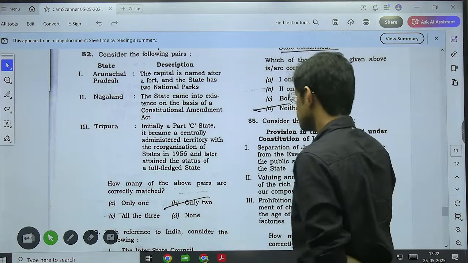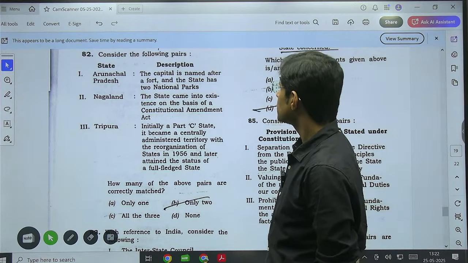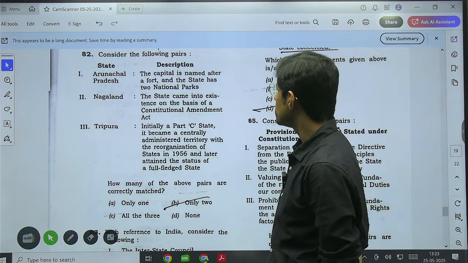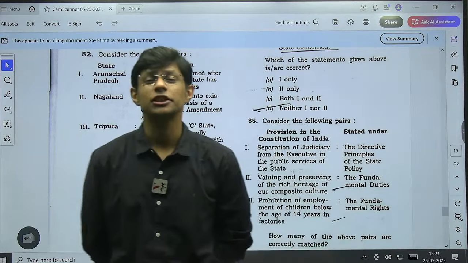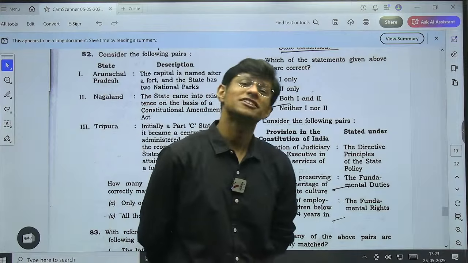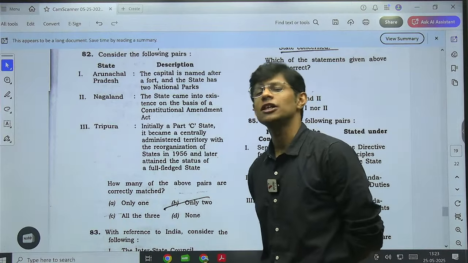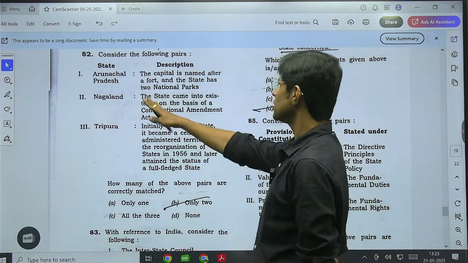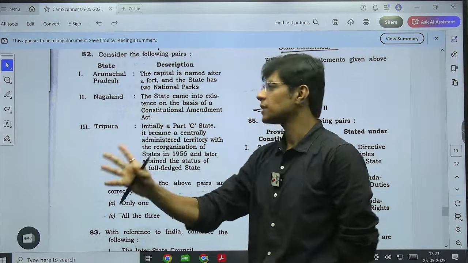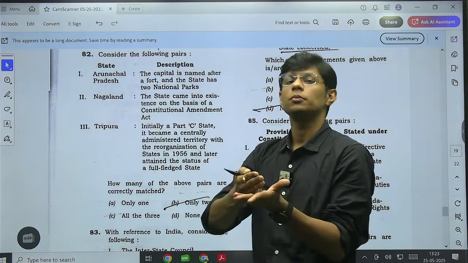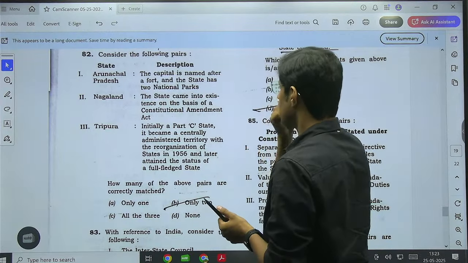So, again, the next statement. Nagaland, the state came into existence on the basis of a constitutional amendment act. Now see, Nagaland was the first state to have got the status of statehood, and this was granted only through constitutional amendment, which means this has to be the correct statement for sure. Even I do not know which amendment, but I know that yes, the state came into being through a constitutional amendment. So at least this question is correct for me.